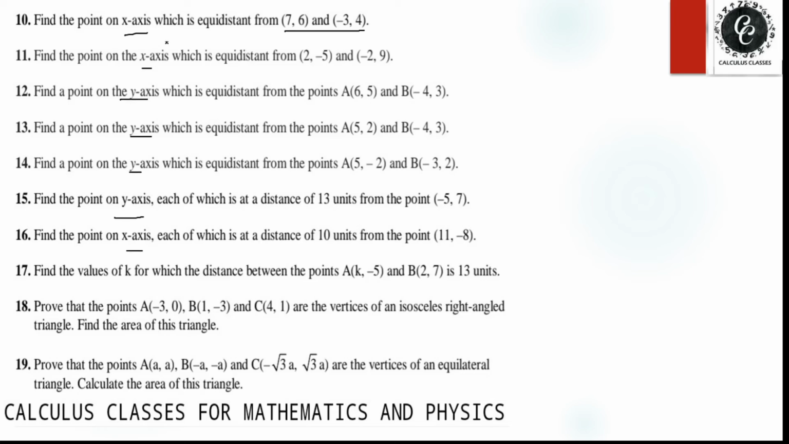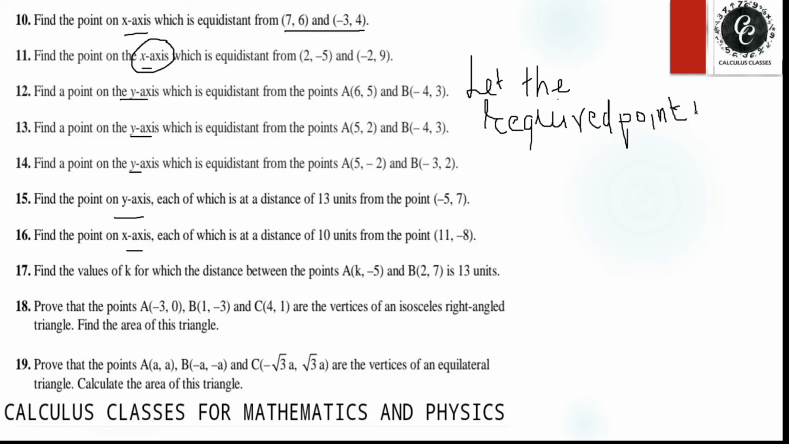So as we discussed, in the case of a point on the x-axis, what's the format of a point on the x-axis? Let the required point P be in the form of... I'm taking question number 11 so that you can understand well. It will be in the form of (x, 0) because we are taking a point on the x-axis. It is clearly mentioned.